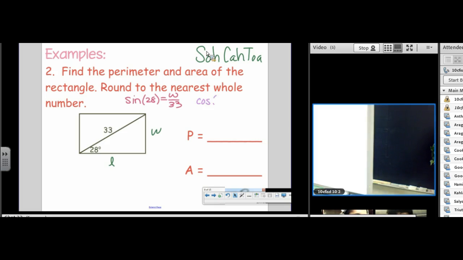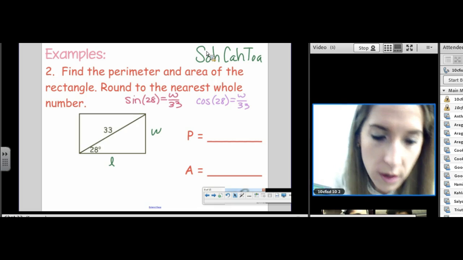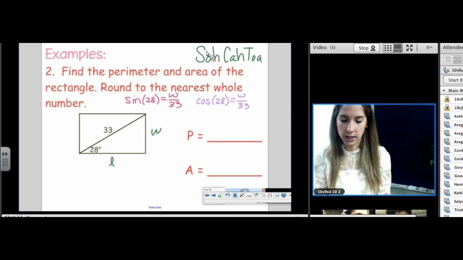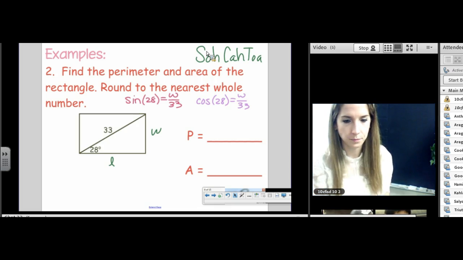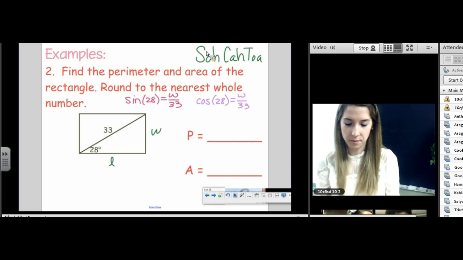Adjacent over hypotenuse. Make sure, we haven't done this in a while, make sure your calculator is in degree mode. Go to the mode and make sure it's in degree mode. Okay, thank you, Victor. You thought we were done with trig. You're going to keep using trig in your next maths to come.